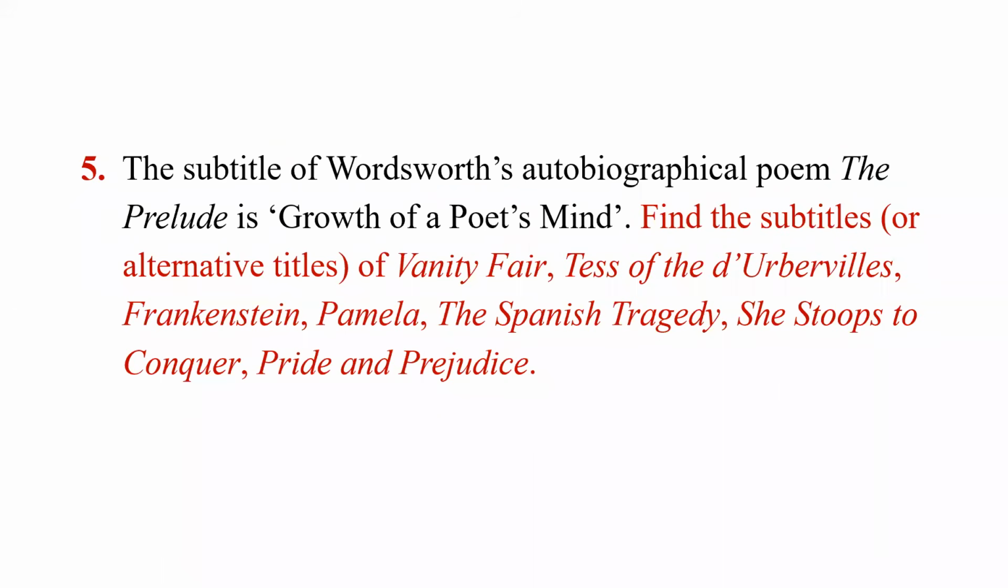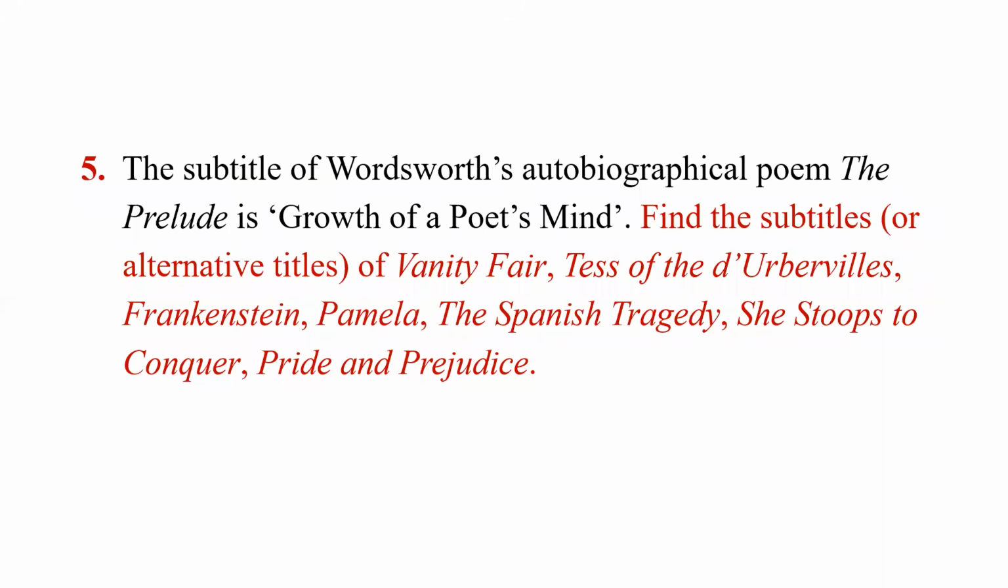The subtitle of Wordsworth's autobiographical poem, The Prelude, is Growth of a Poet's Mind. And yesterday, most of you got it right: 1850. It was published in 1850, and the year is important because it is the year Wordsworth died. The title, The Prelude, was given by his wife, Mary Hutchinson. So, enough. Now I ask you a series of questions.